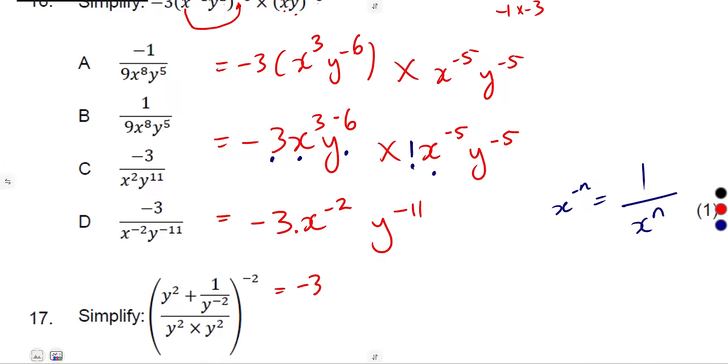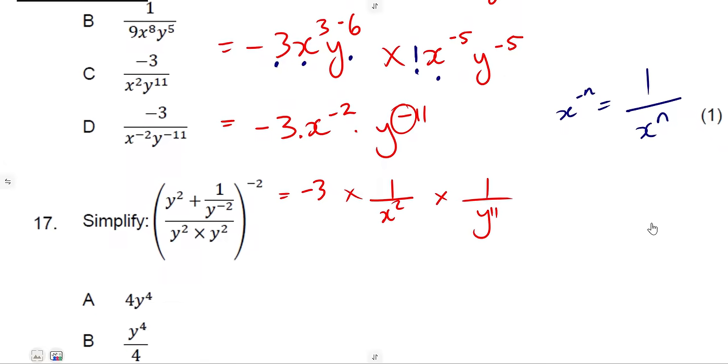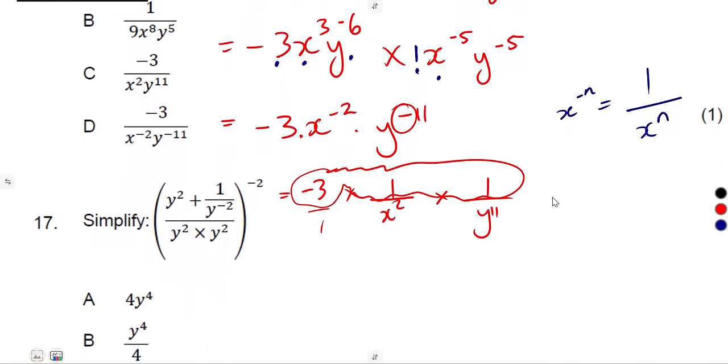It is this one that has a negative exponent, the x. So it's going to be 1 over x squared. The y also, it has a negative. So that's 1 over y to the exponent of what? 11. Okay, so that's the -3 multiplying the numerators, guys, on top is simply -3 over what? X squared y to the exponent of 11.